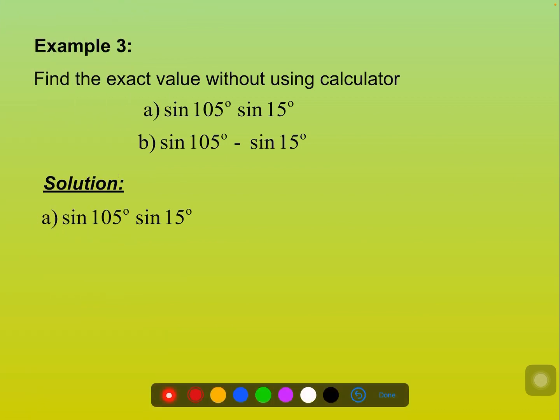Example 3. Find the exact value without using calculator. A, we have sine 105 degree sine 15 degree. B, sine 105 minus sine 15. We go to the first one. Sine 105 degree sine 15 degree.